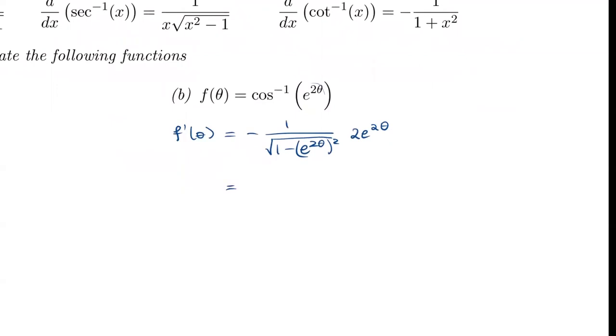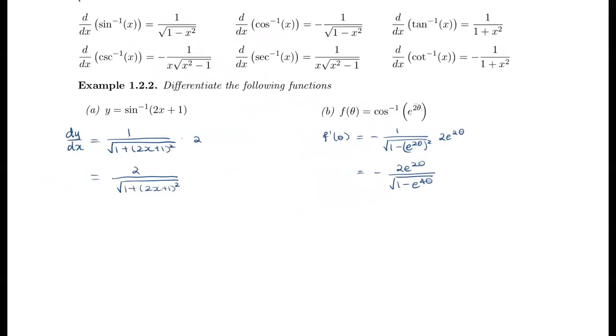So simplifying things a little, what we get is 2e to the theta still, but all this is divided by root 1 minus e to the power 4 theta. And that's all you would have to do for this part. All right, so that's mainly about the inverse trigonometric functions. So let's move on here.